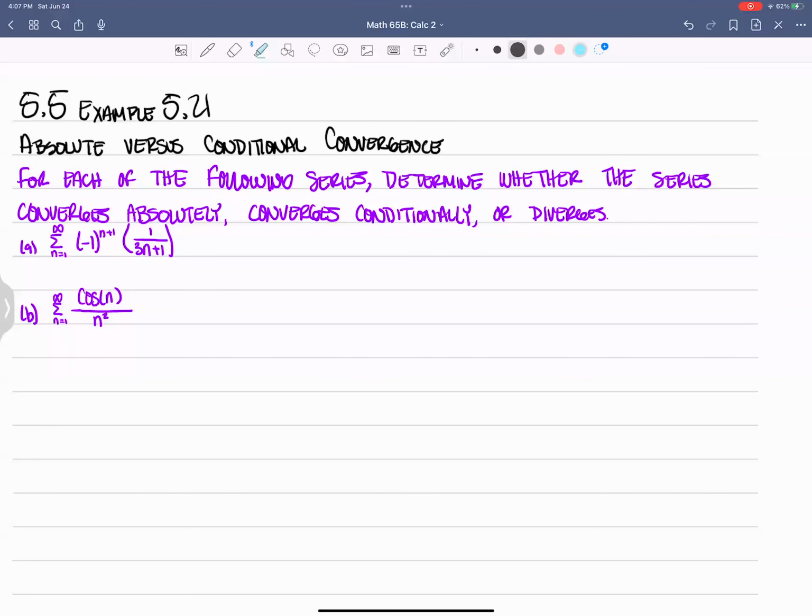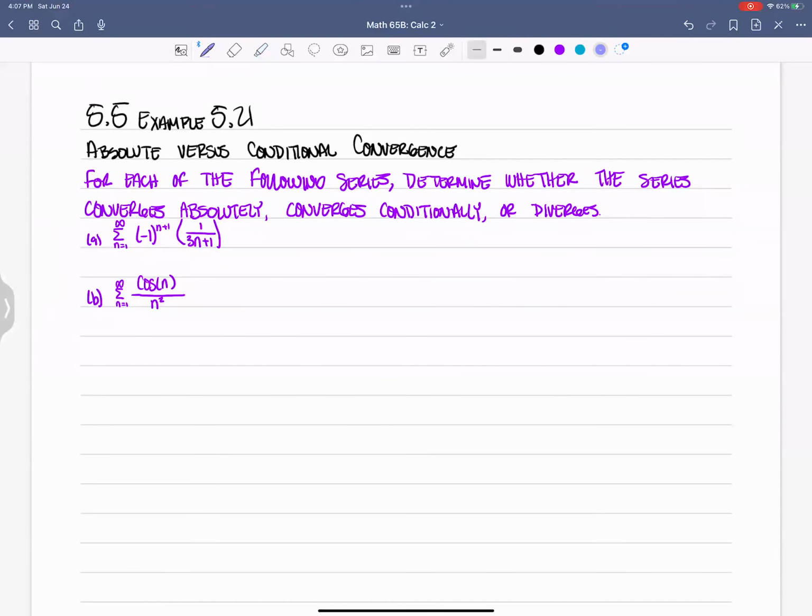Section 5.2, example 21, absolute versus conditional convergence. For each of the following series, determine whether the series converges absolutely, converges conditionally, or diverges.